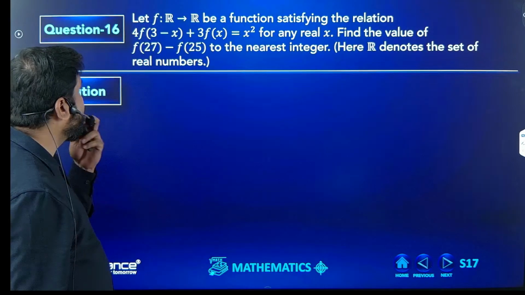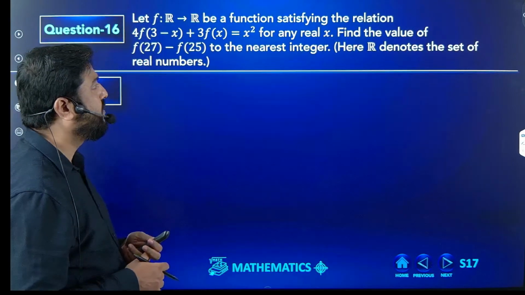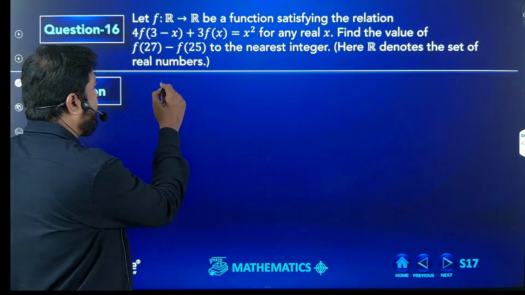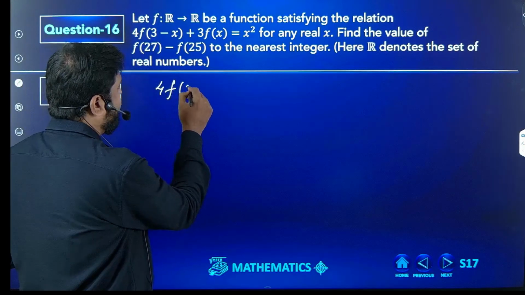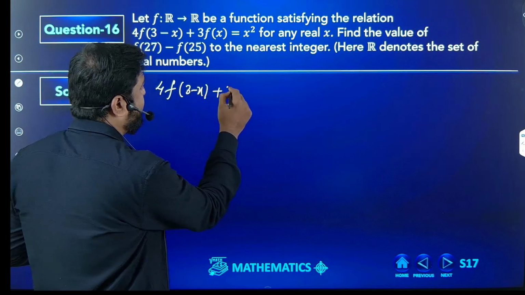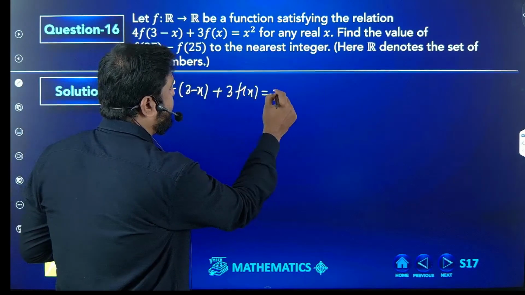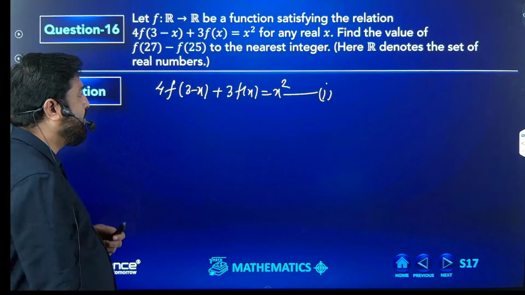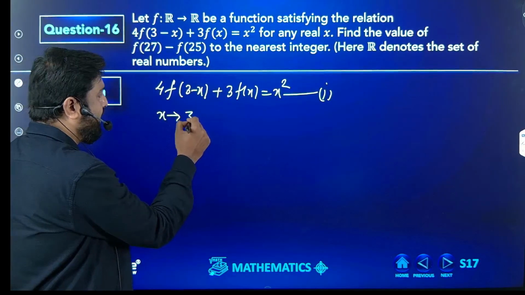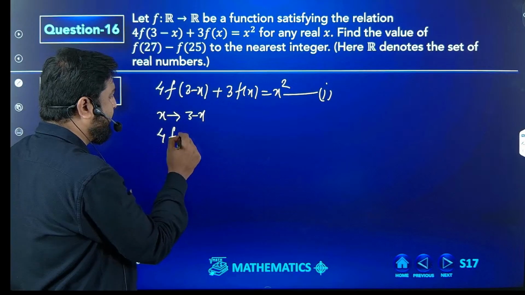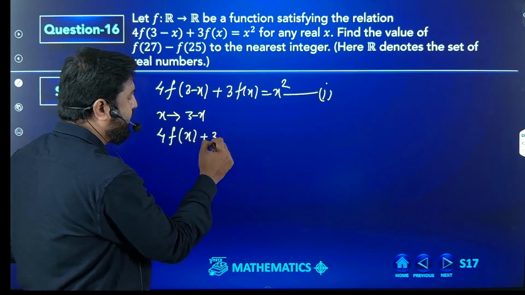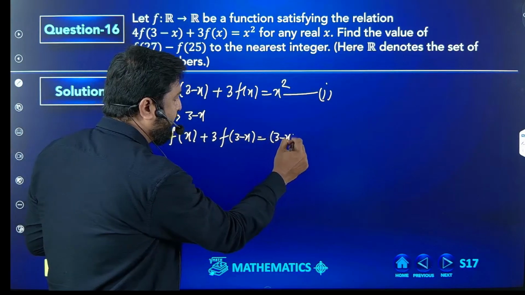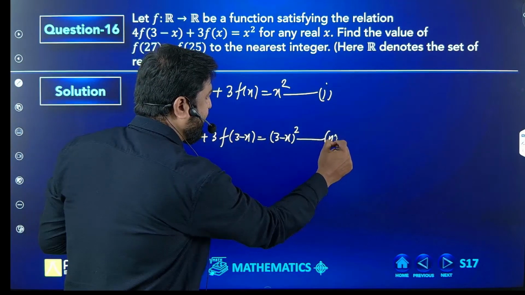The argument is different here. Let f: R to R be a function satisfying the relation. First of all, 4 f(3 minus x) plus 3 f(x) is equal to x square. Considering this as the first equation, now the argument changes. If x is replaced by 3 minus x, this is nothing but 4 times f(x) plus 3 times f(3 minus x) is equal to (3 minus x) square. This is the second equation.